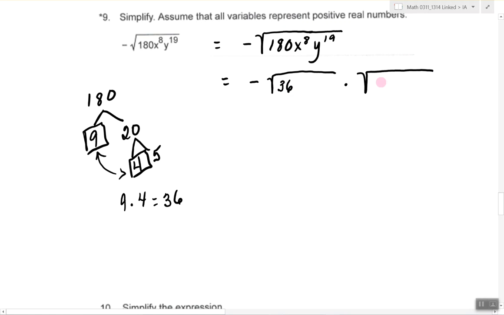Now, what's the other factor? Well, if you need to, you get your calculator and say, what's 180 divided by 36? And the answer is 5.